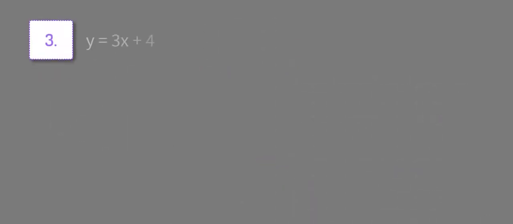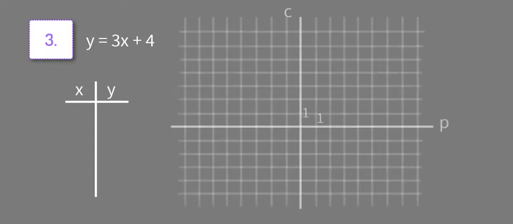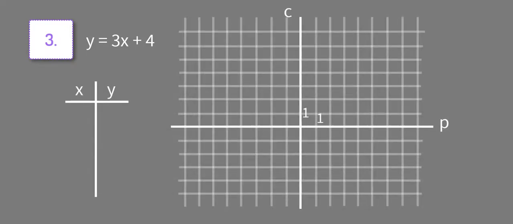Last but not least, with number 3, we're asked to graph the relationship y equals 3x plus 4. We should recognize that this is a linear equation. It's just going to be a line. Let's start with -2. So when x equals -2, we have y equals 3 times -2 plus 4, which equals -6 plus 4, which equals -2. So that gives us the point -2, -2.